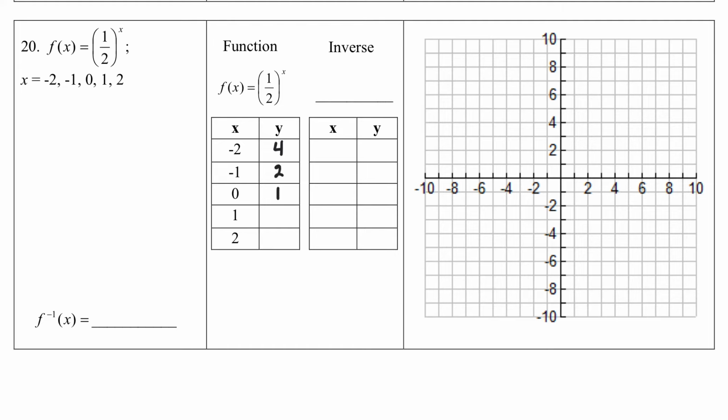When x is negative 1, it's 2. X is 0, it's 1. When x is 1, it's 0.5. And then it's 0.25 when x is 2. So let me graph that. Negative 2, 4. Negative 1, 2. 0, 1. 1, 0.5. And then 2, 0.25. So it's going to look something like this.